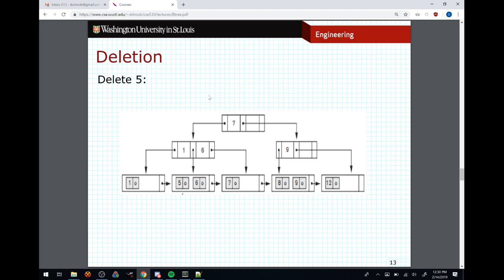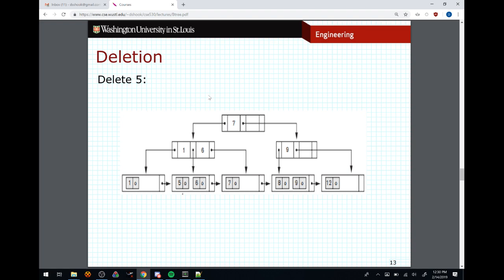All right, anyway, let's delete some values. First thing I want to do is delete a 5. So I need to find where the 5 lives on the tree. We've done searching enough. We can skip through that part and understand that we're going to eventually get to this node. So I'll take the 5 out.